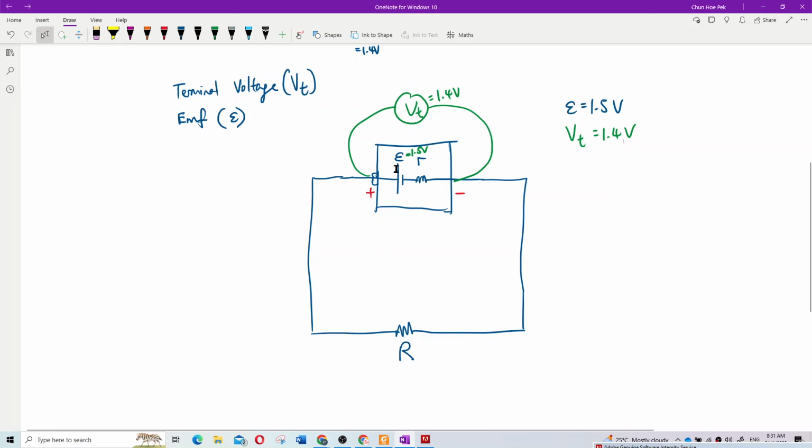Why does this happen, class? Why does the terminal voltage register less voltage compared to the EMF? Can you tell me why, class? Because of the internal resistance. Yes, because of internal resistance.